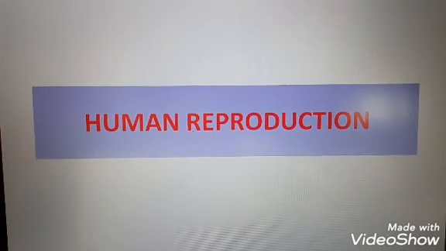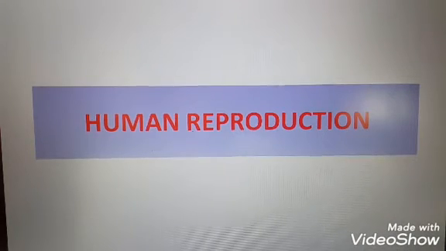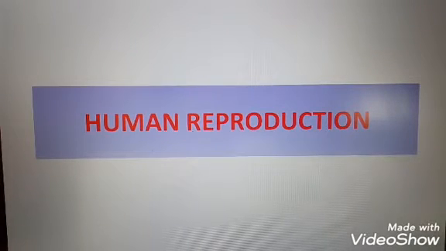Next question is, differentiate between menarche and menopause. Menarche is the beginning of the menstrual cycle at puberty. It starts at the age of 13 to 15 years. Menopause is the cessation, meaning the stopping, of the menstrual cycle. It happens around 50 years of age, not exactly 50.